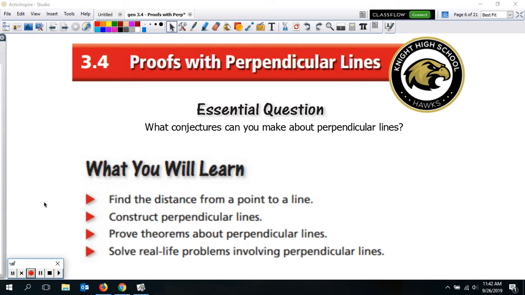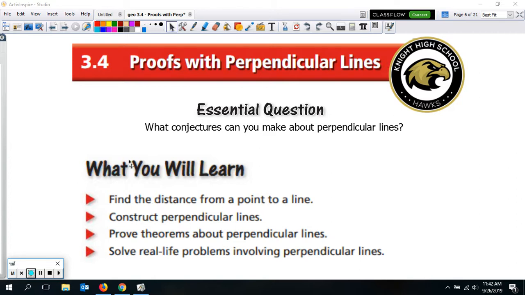Hey geometry students, welcome back. Here we are with 3.4 in Big Ideas. We're talking about proofs with perpendicular lines, so we're specifically looking mostly at perpendicular lines in this lesson. One thing we are going to be doing is finding the distance from a point to a line, and we'll see that that is always going to be in a perpendicular way.